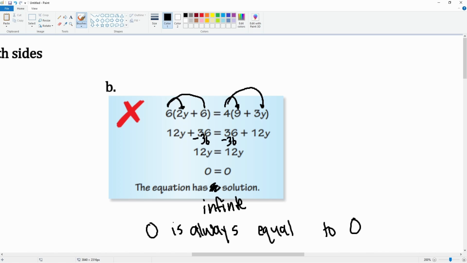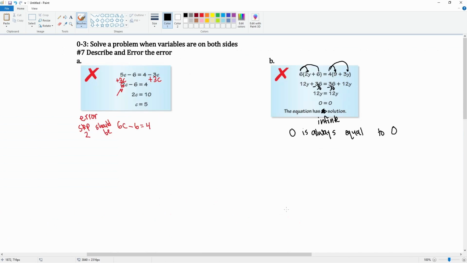Okay, all right, so that is how we correct the error. Okay, describe it and correct the error.